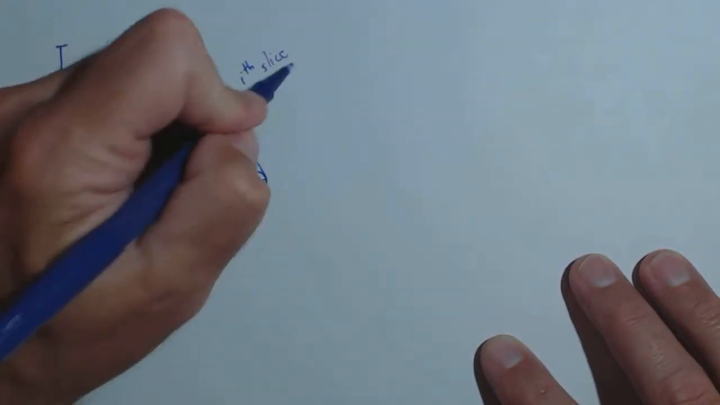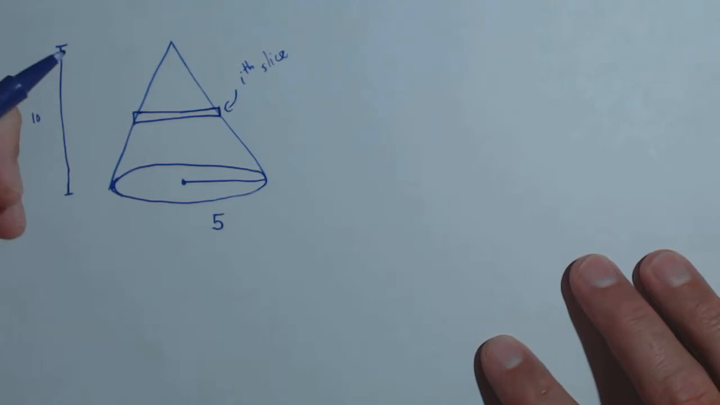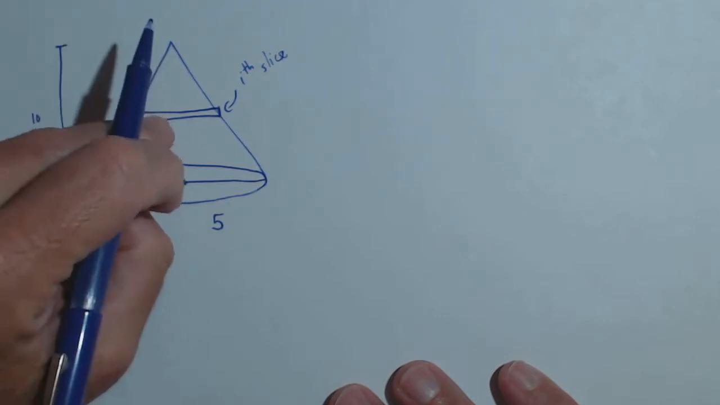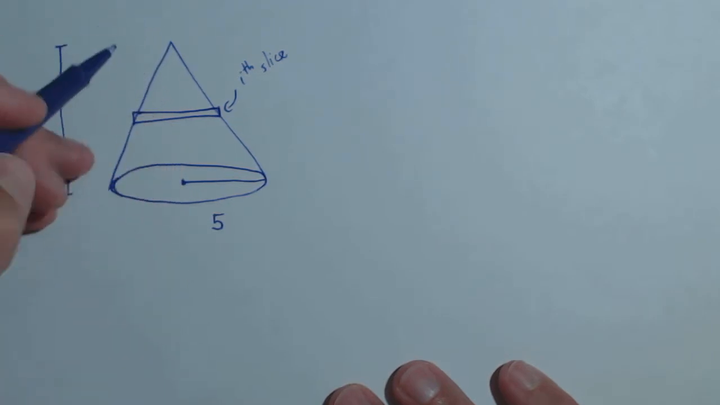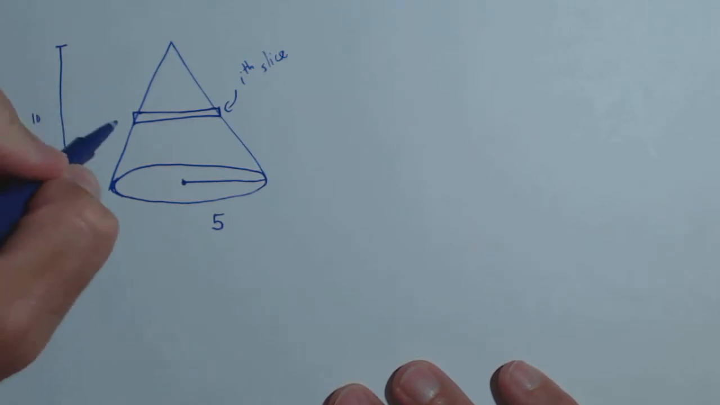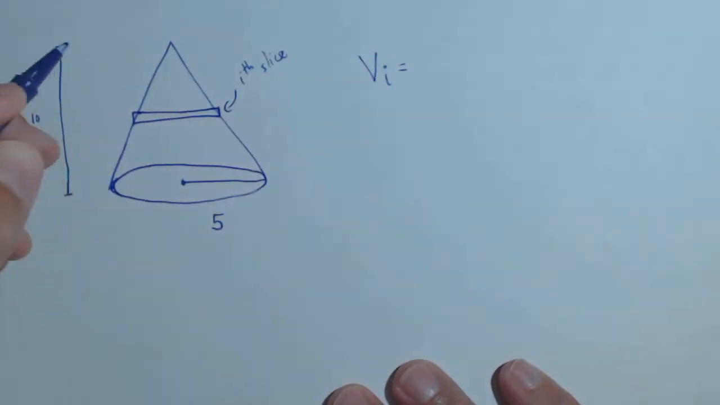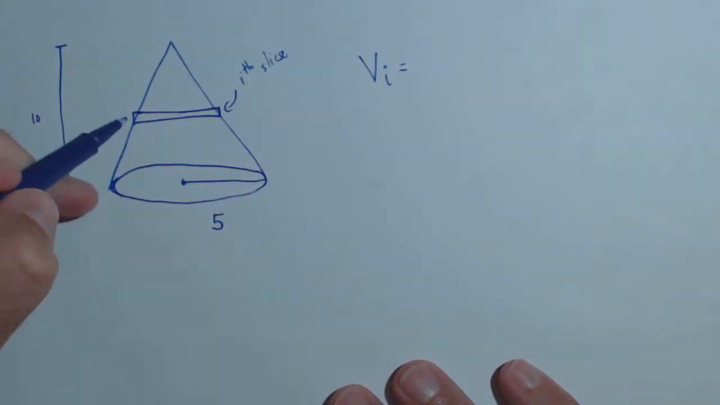Now the goal is to pick a slice so that you get something that's not changing anymore. That's part of what's causing the problem. So I'm going to choose it so small that I can assume the sides are straight up and down. Alright, so we're going to want to find the volume of the ith slice, and then we're going to add up all the slices.